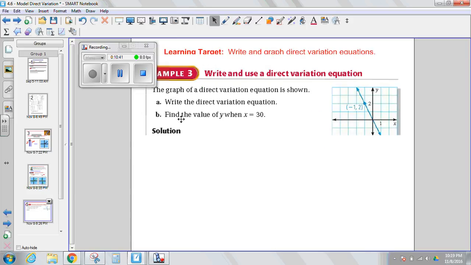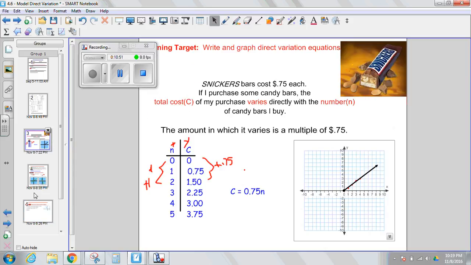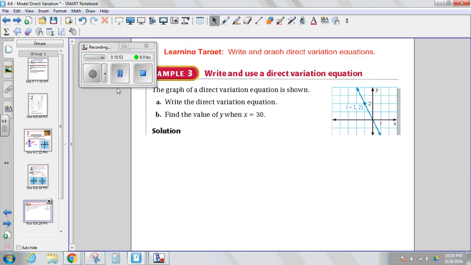Okay, let's try another example. What if we need to write and use a direct variation equation? If I actually need to write a direct variation equation, that's a lot like the Snickers example we just did. So we're going to try that again with a different example using a graph.